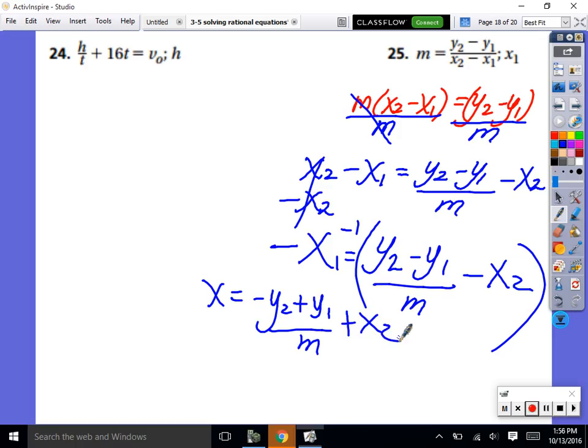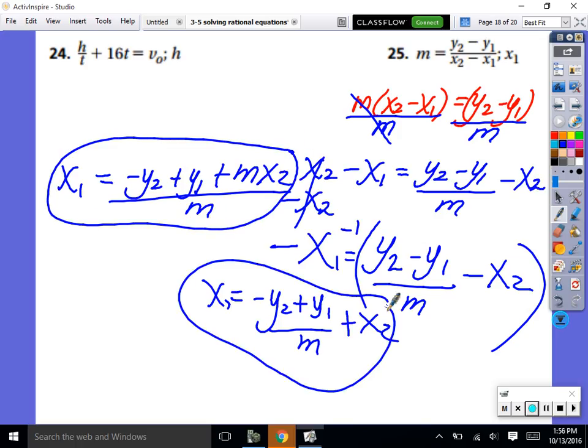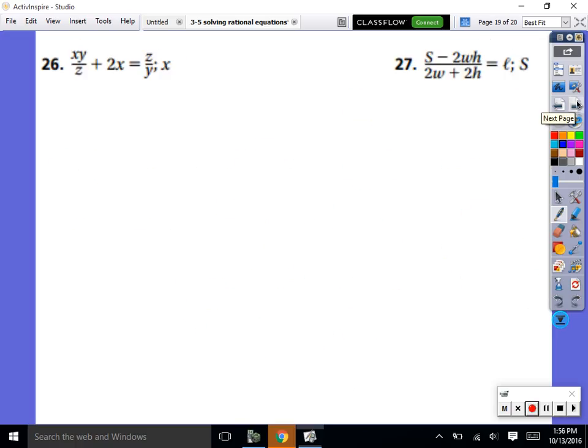Now the first time I did it, I distributed the m through, which was fine, and I got the answer. x1 equals negative y2 plus y1 plus mx2 all over m. Now look, they are the exact same answer, guys. They're just written in different forms. They split it up, but they kept both divided by m. You see how the m's divided out with the x2? It's correct. Both are correct. They're the exact same thing, guys. Hopefully you're able to see it. You see it? Okay. Go ahead and try these ones. You can do it. You can do it.